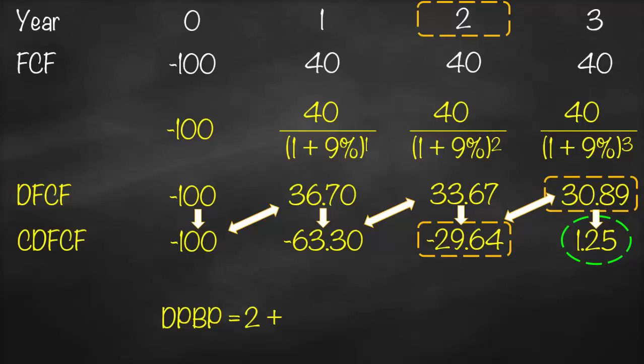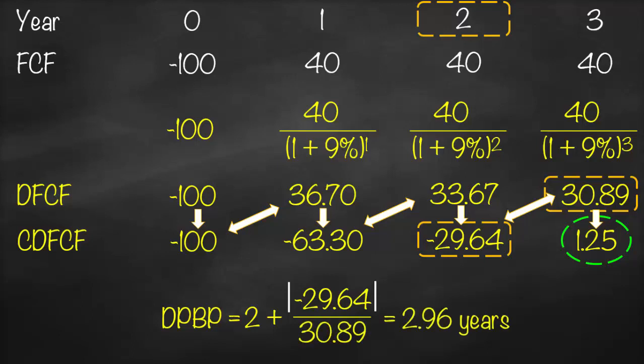Therefore, our discounted payback period is equal to the year of the last negative cumulative discounted free cash flow, which is year 2, plus our last negative cumulative discounted free cash flow, which is negative 29.64, and then use the absolute value, which means remove the negative sign, divided by our next discounted free cash flow, which is 30.89. This will give us 2.96 years.